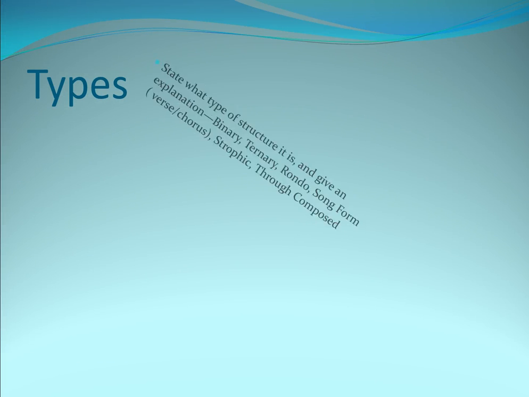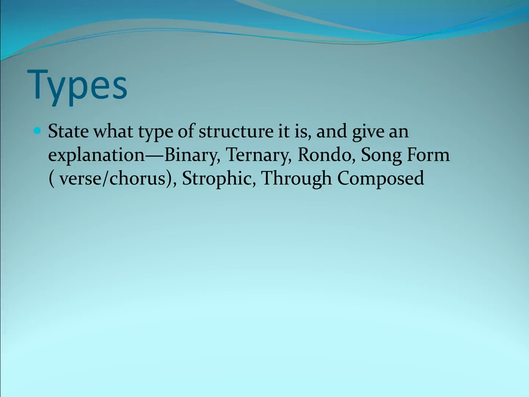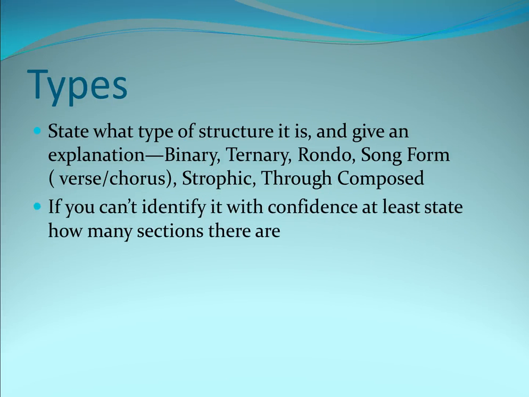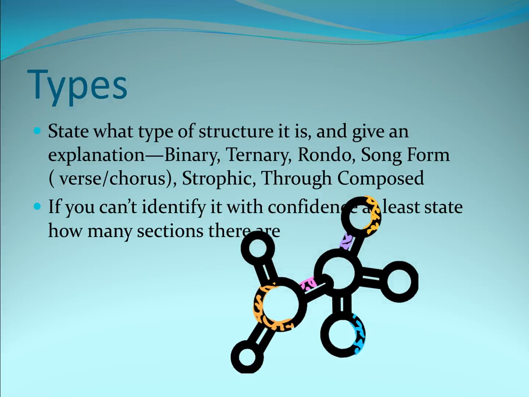Anyway, types. So you need to look for these. State what type of structure it is and give an explanation. Binary, ternary, rondo, song form, verse, chorus, strophic, through-composed, all those bits and pieces, look for them. If you can't identify it with confidence, at least state how many sections there are.